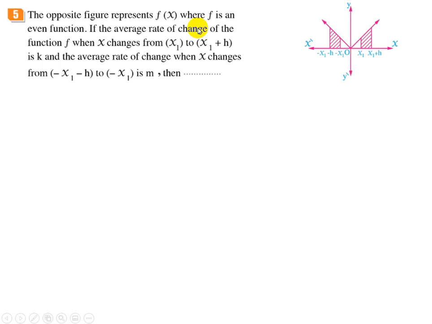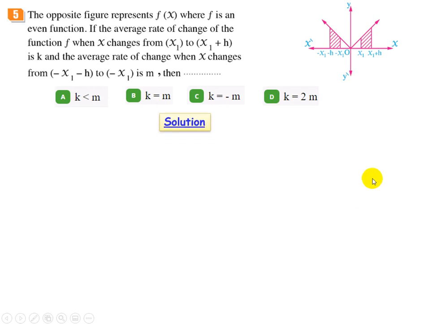Question number 5. The opposite figure represents the function f of x, where f is an even function. If the average rate of change of the function when x changes from x1 to x1 plus h is k, and the average rate of change when x changes from negative x1 minus h to negative x1 is m, then k smaller than m, equal negative m, k equal to m.